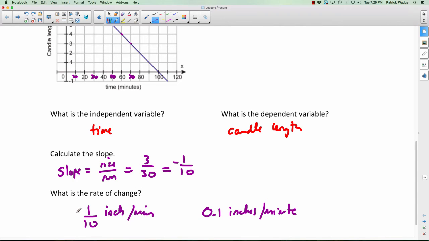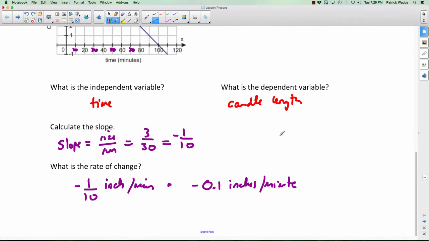So actually the rate of change is -1/10, or negative 0.1 inches per minute. That makes sense because the candle's decreasing. The candle's getting smaller. So that's what the negative represents there. Okay? So slope and rate of change, they're just always going to be equal to each other.